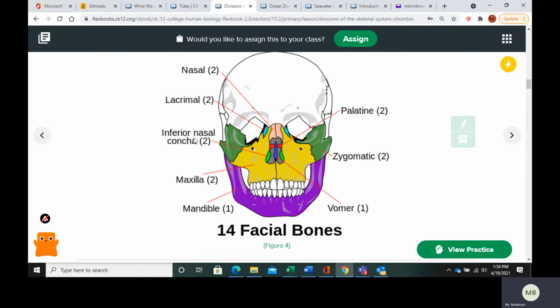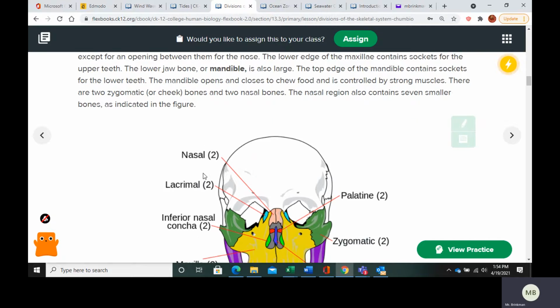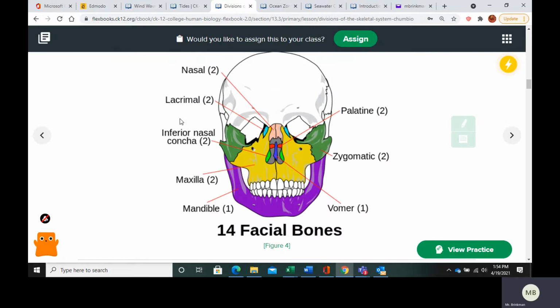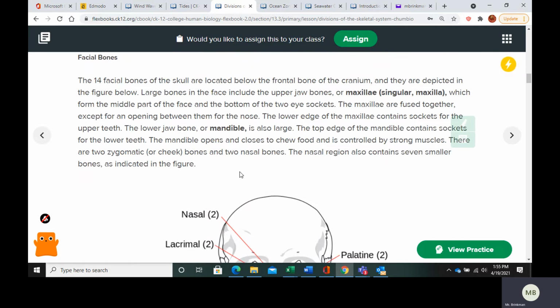Inferior nasal concha. Yeah, so we didn't mention all these. So we have lacrimal, inferior nasal concha, palatine, and that's it. We just named the large bones in this one.